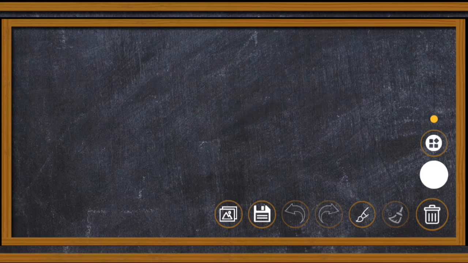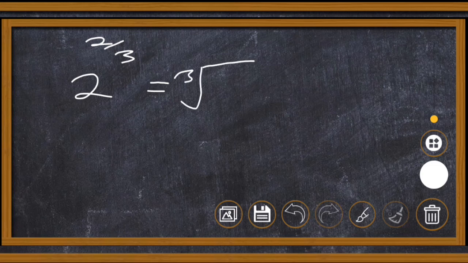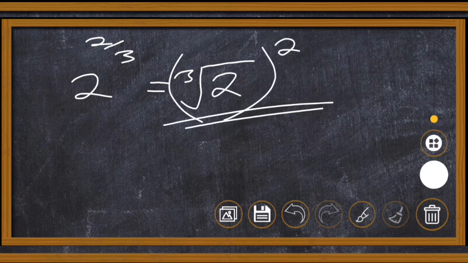Let's look at an example. Let's say you have 2 power 2 over 3. What this means is that you are going to find the root of the denominator, that is 3. So it's going to be the cube root of 2, and then the numerator, that is 2, is going to be the power.